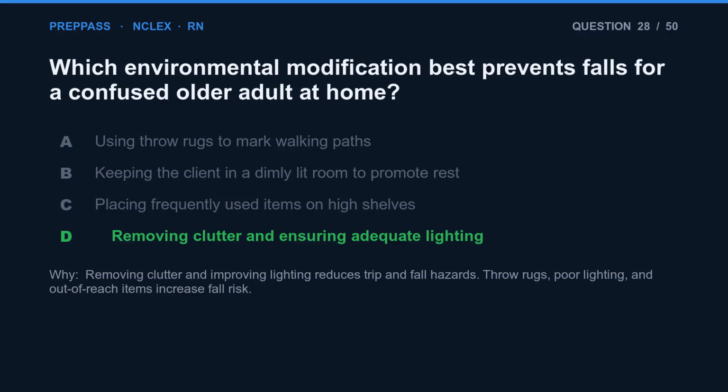The correct answer is D. Removing clutter and improving lighting reduces trip and fall hazards. Throw rugs, poor lighting, and out-of-reach items increase fall risk.